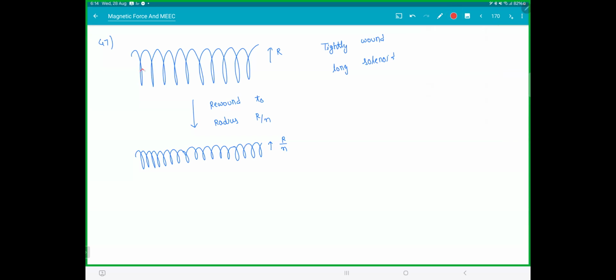Now, if I send the same current here, find the ratio of magnetic field before and after, and find the ratio of magnetic moment before and after. Two different questions, everyone. Before and after rewinding. I hope you remember what magnetic moment is. NIA, where N is the number of turns.